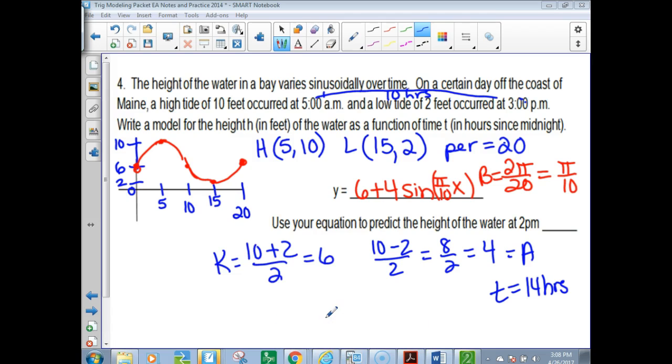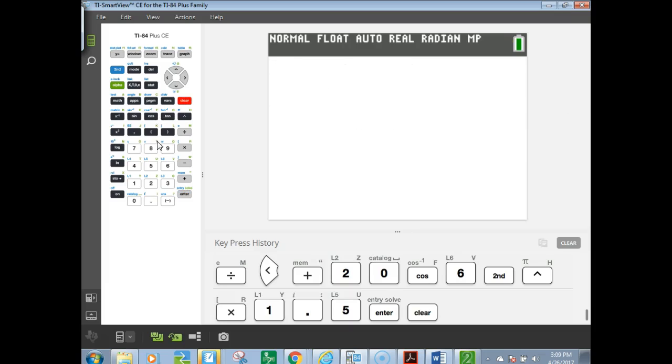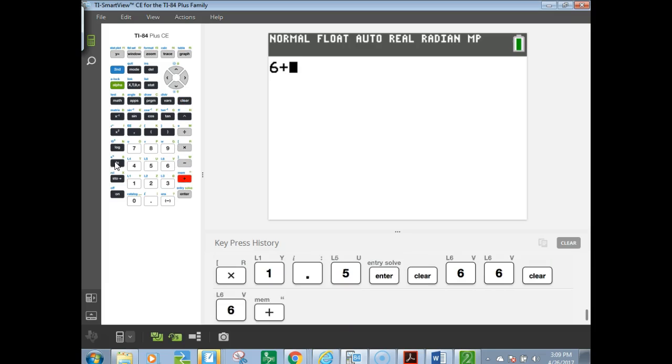Strange. My calculator was working last hour. There we go. Okay, so what are we typing in? 6 plus 4 sine pi divided by 10.